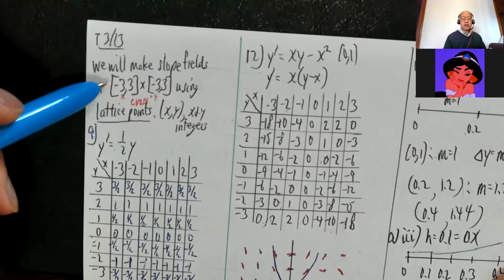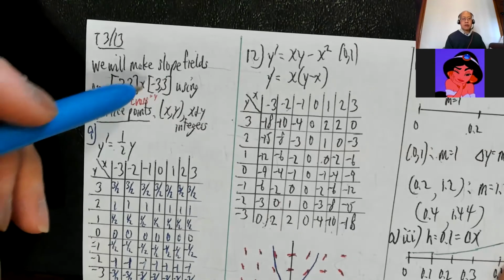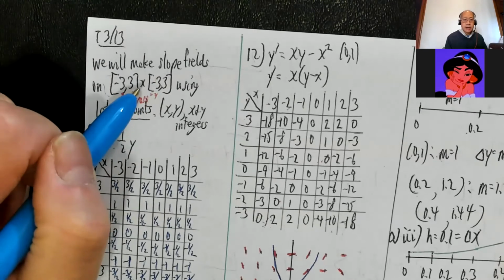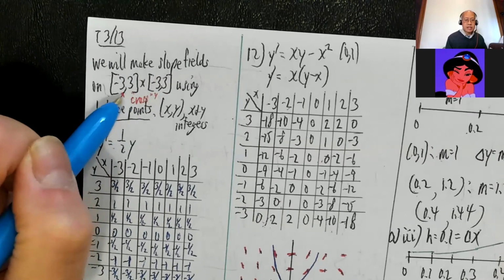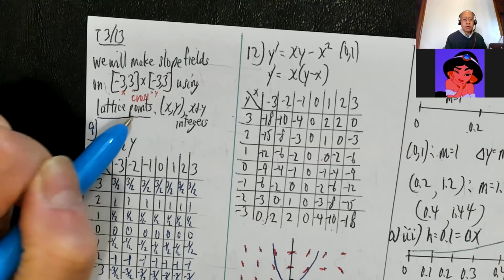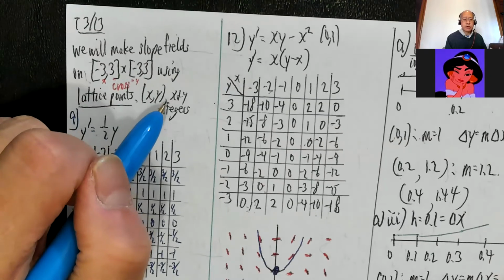Okay, so we will make slope fields or direction fields on -3, 3 cross -3, 3. This notation, cross, doesn't mean multiply. It means this is for x, this is for y, and using lattice points. What is a lattice point? It's a point in the xy plane where x and y are both integers.